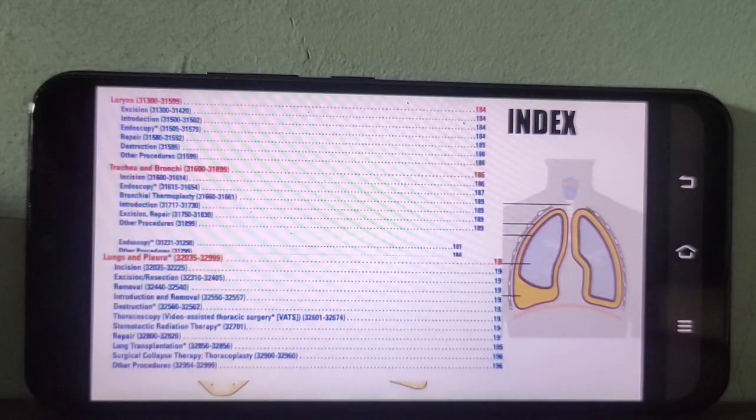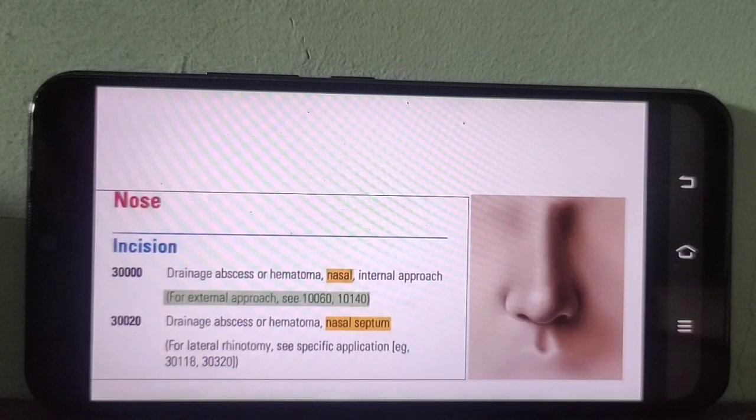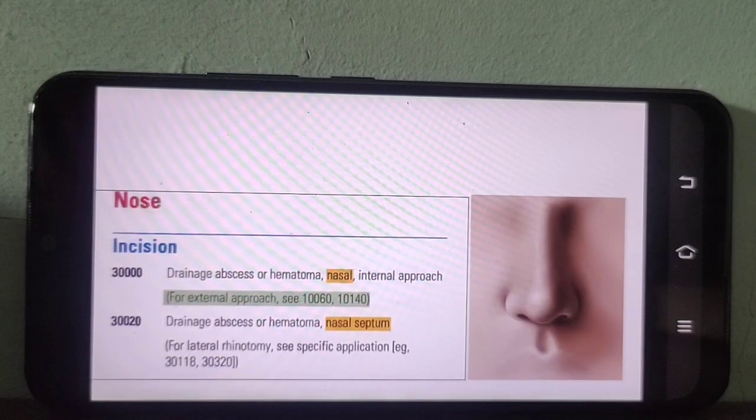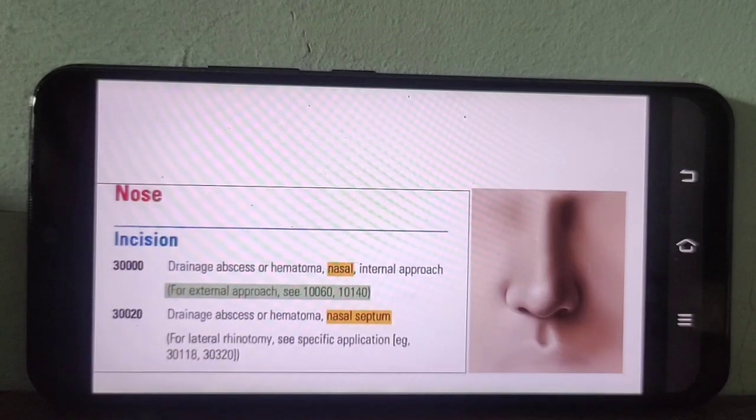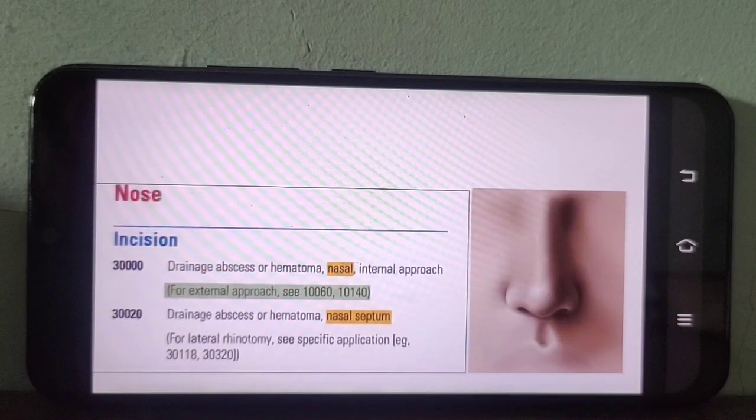For the entire surgery section... Ma'am, your voice is breaking. Others? Okay. What about others? Am I audible now? Audible, ma'am. In this section, we have to follow 3 basic key terms.